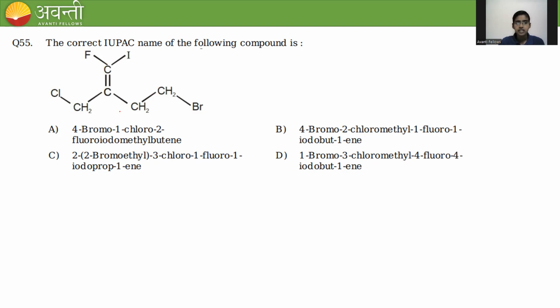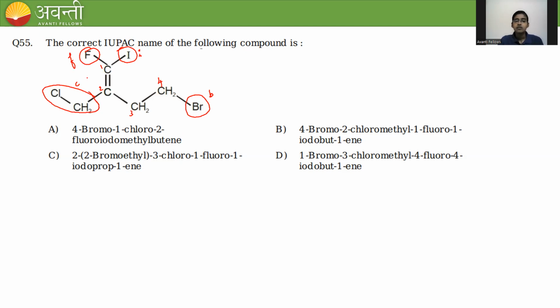So here alkene is the functional group. So the parent chain would be, we have to start from the alkene carbon, the double bonded carbon, that is 1, 2, 3, and 4. Okay. So now this is the parent chain. And here bromo is the substituent. And to the first carbon, we have a fluoro and iodo. And to the second carbon, we have chloromethyl as the substituent.